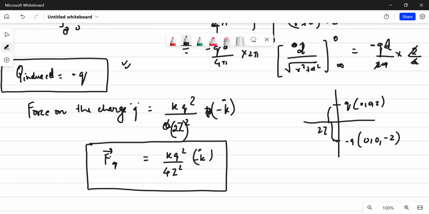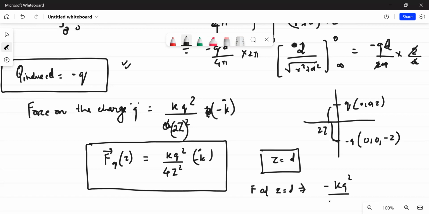Okay, so in general, as a function of z, and specifically if you have z equal to d, then you can find the force as well. So your force at z equal to d would be equivalent to writing minus kq square upon 4d square k cap. Is that clear? Yes, sir. I hope it is clear.